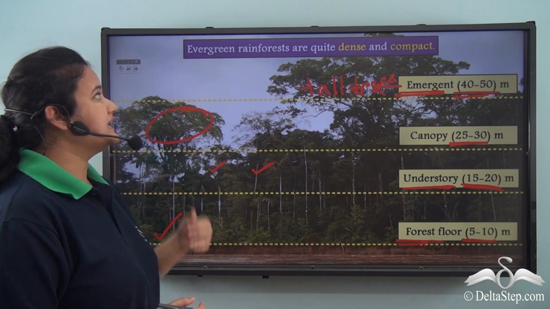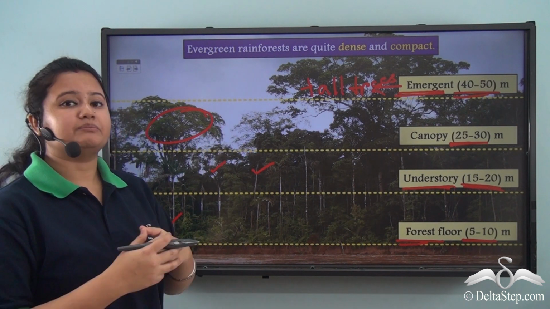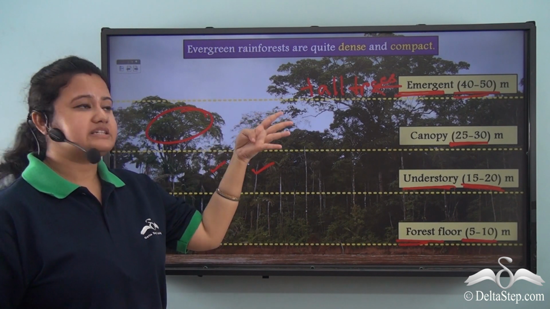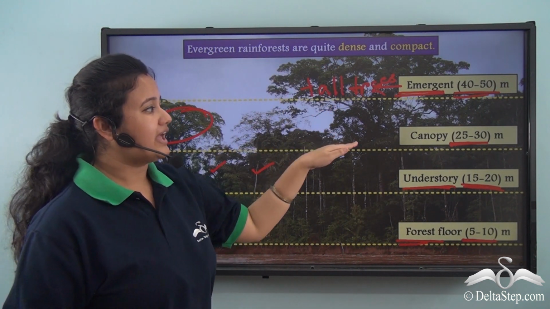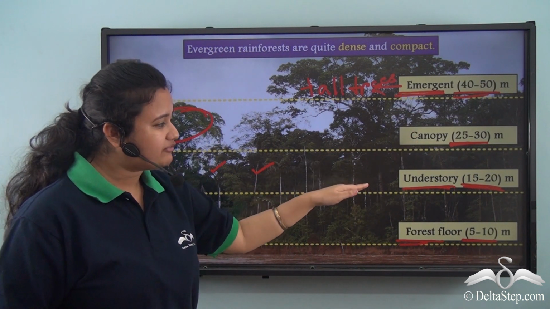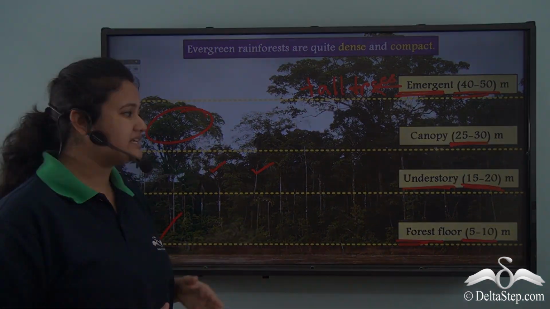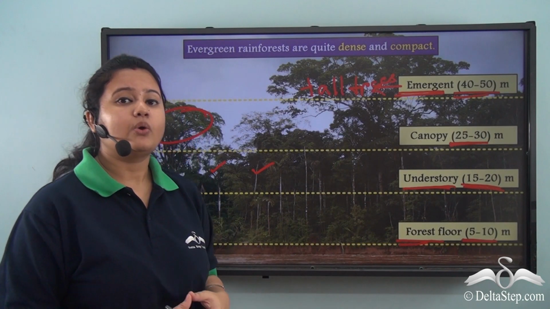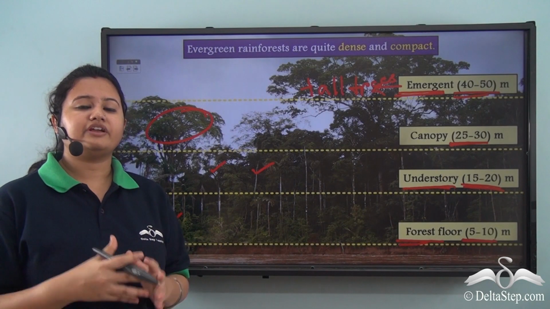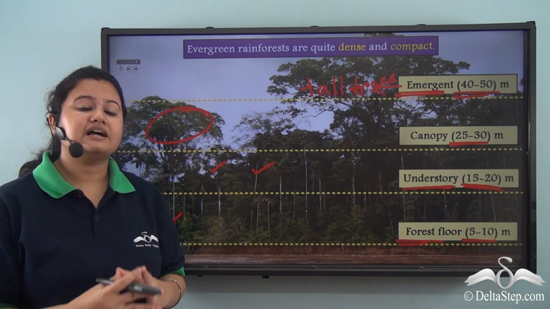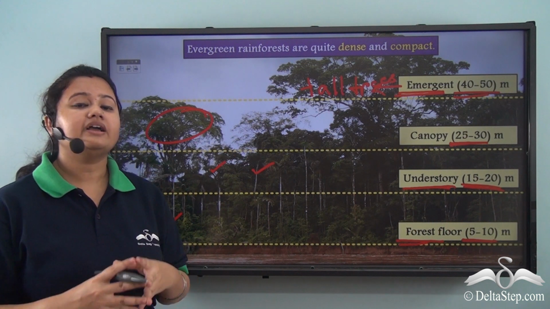Thus, we found that evergreen rainforests are quite dense and compact, and they can be segregated into 4 distinct layers. The emergent layer, that consists of tall trees, then we have the canopy layer. After that, we have the understory layer, which consists of trees that have average height, and finally we have the forest floor where short trees grow. So we found that tropical rainforests are quite dense and they consist of trees that are evergreen in nature and are of varying heights.